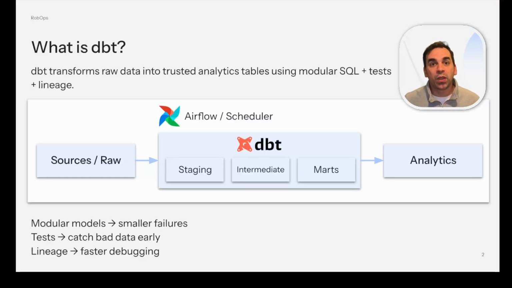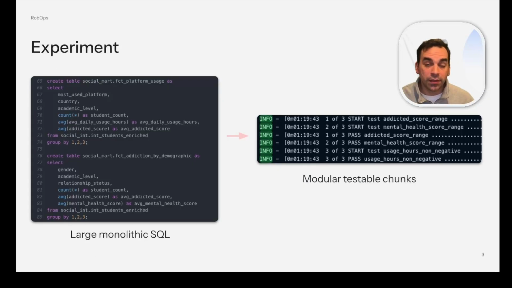Before we jump in, quick overview. dbt is a transformation tool. It doesn't extract data and it doesn't orchestrate schedules. It focuses on the part where you take raw tables and transform them into clean, analytics-ready tables using SQL. The key idea is instead of one giant query, you build a graph of small models. dbt knows the dependencies, runs what needs to run, and it lets you add tests so bad data gets caught early.